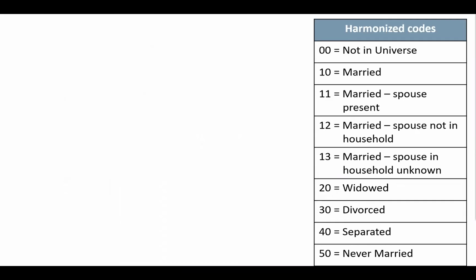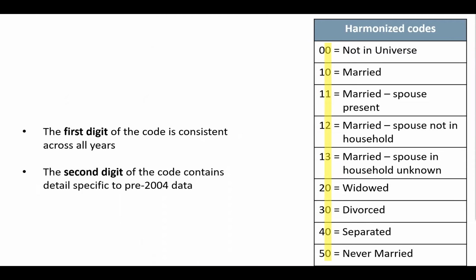So these are the kinds of codes that we would apply in this situation, where the first digit of the code is consistent across all years. So you can see here, a 1 in the first column always means married. And we use this second digit to convey detail that's specific to certain samples, in this case, the pre-2004 data.